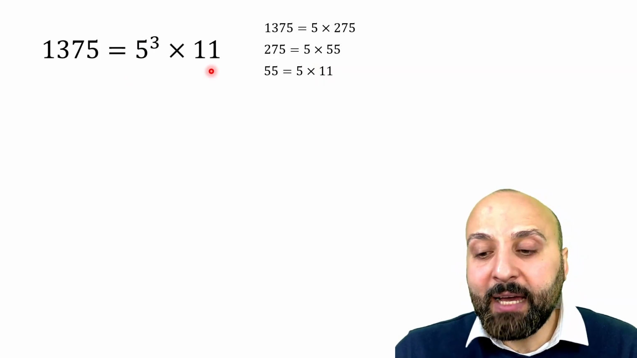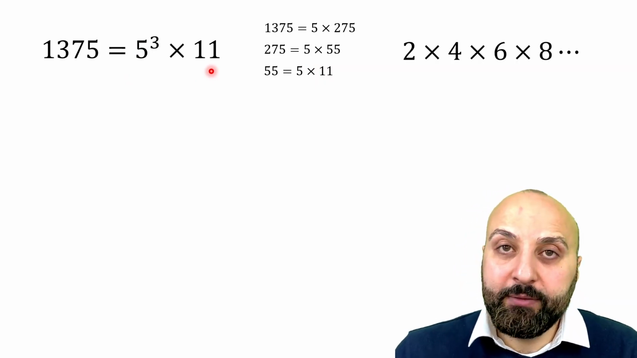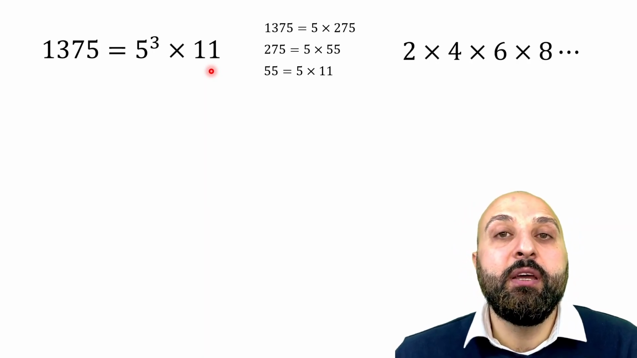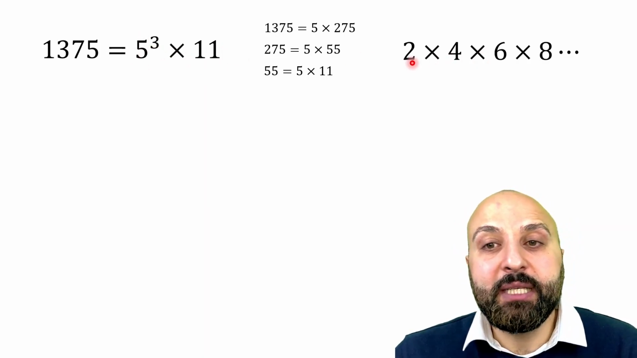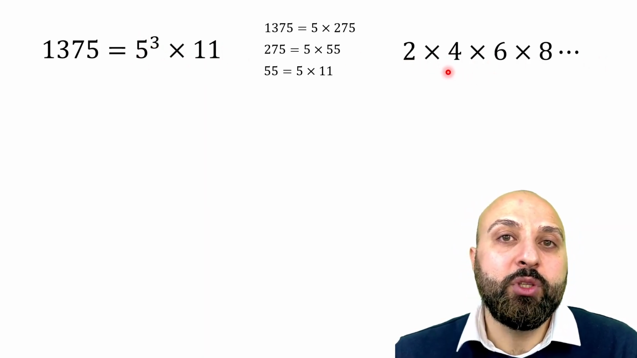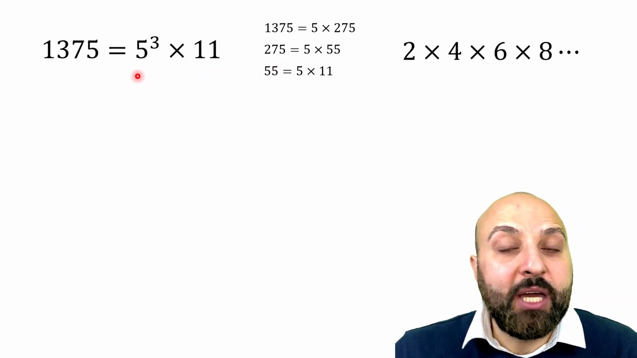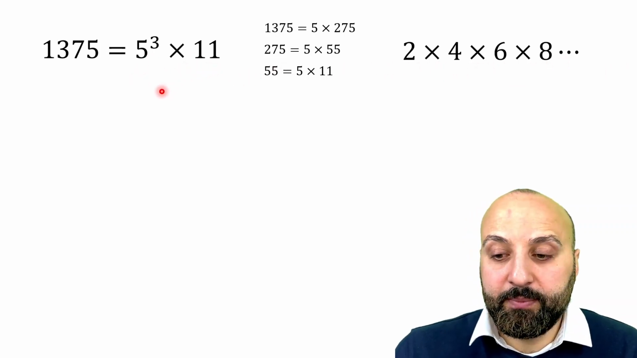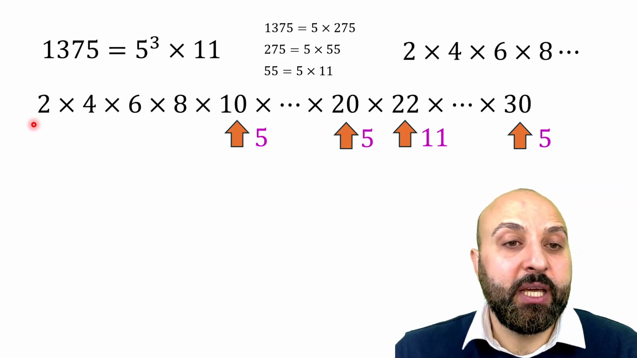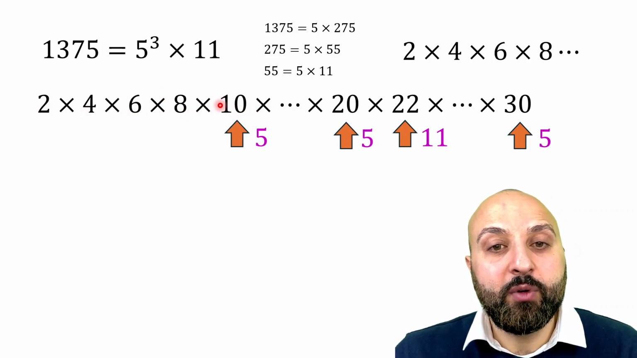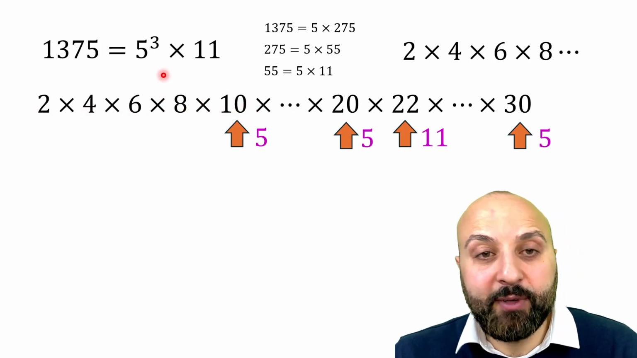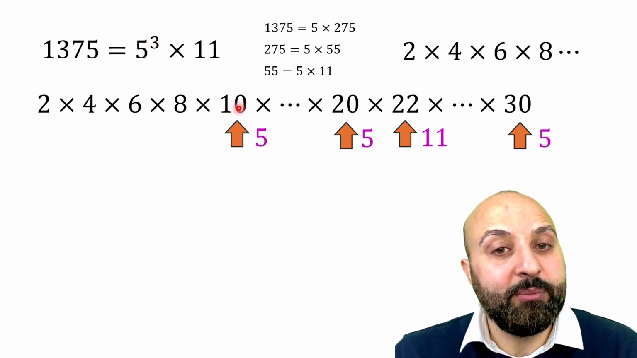So if we have this multiplication of 2 multiply 4 multiply 6 and so on, we must have these components in this multiplication. So we have to multiply these even numbers together until we have all these prime numbers in that multiplication. Okay, let's do the multiplication. It's 2, 4, 6, 8. Of course, then we get to 10. 10 has one 5. So one of these 5s appears here.